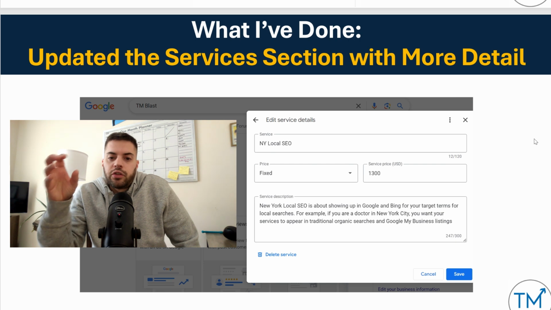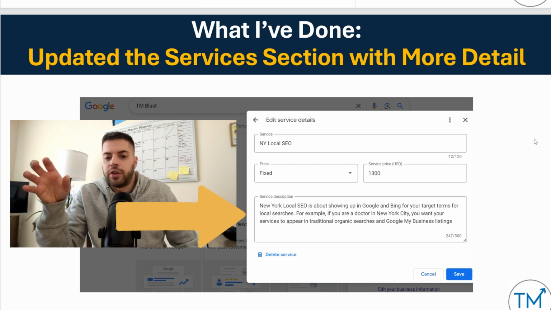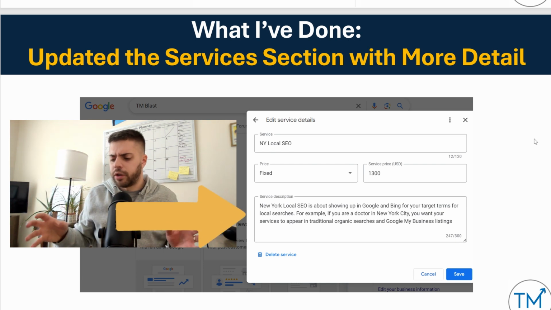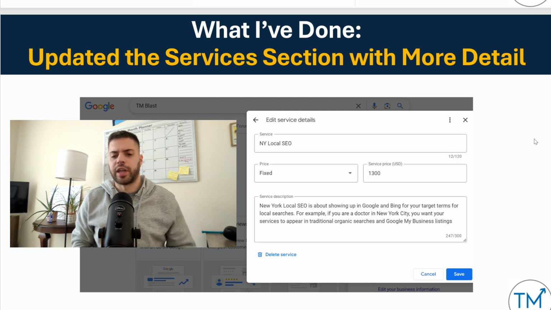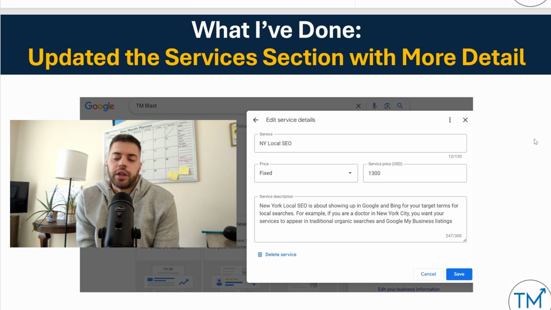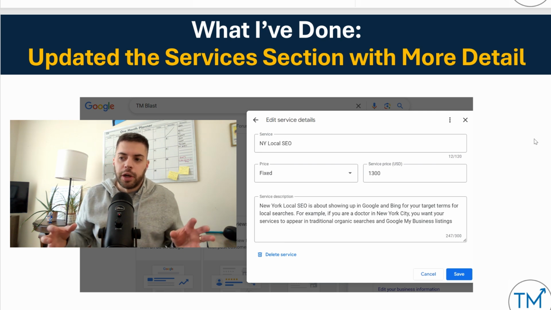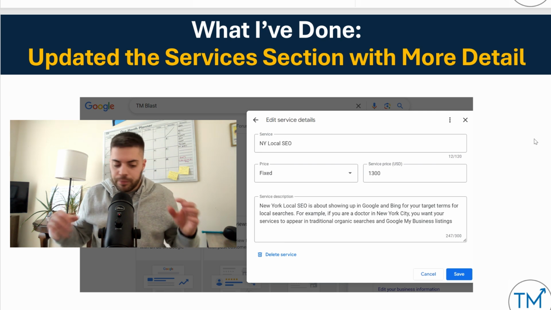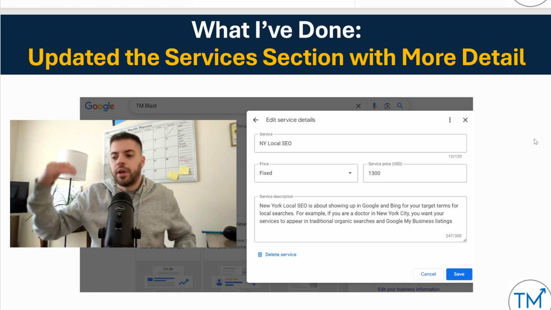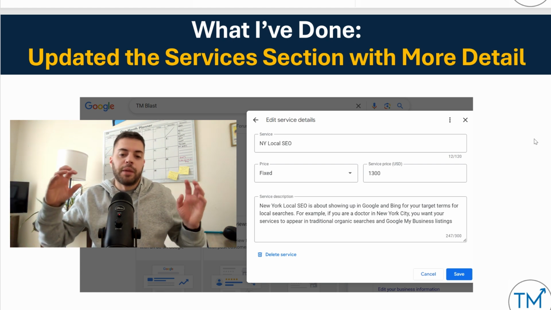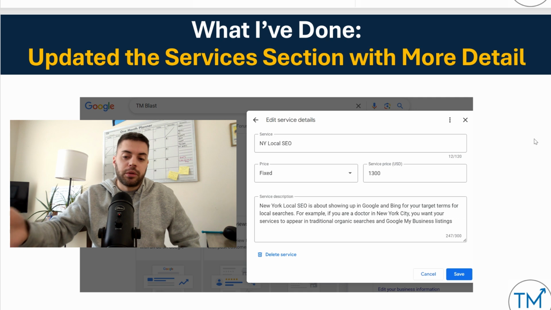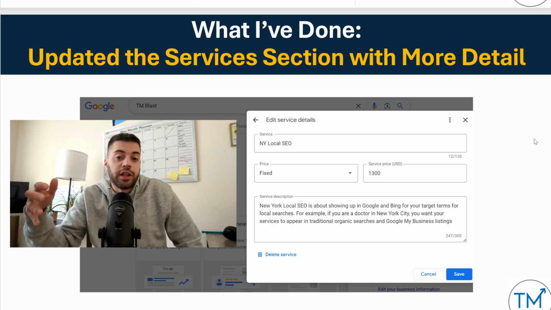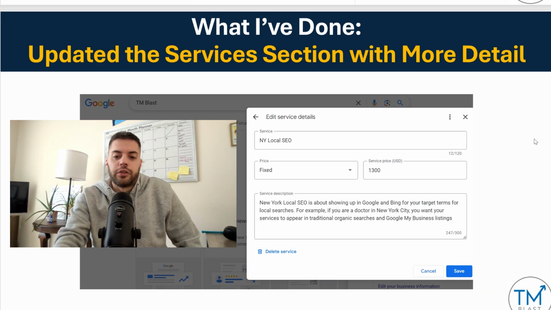Next is the services section with more detail. Sometimes what I noticed is that when I inherited a Google My Business account, there's a lot of services that are listed there, but there's no description around what it is. So I've been really updating the description game more, explaining exactly what they do, AC repair, etc., and adding that description. A lot of times when clients reach out to me, there's actually no description written. So that's usually an opportunity to flip.